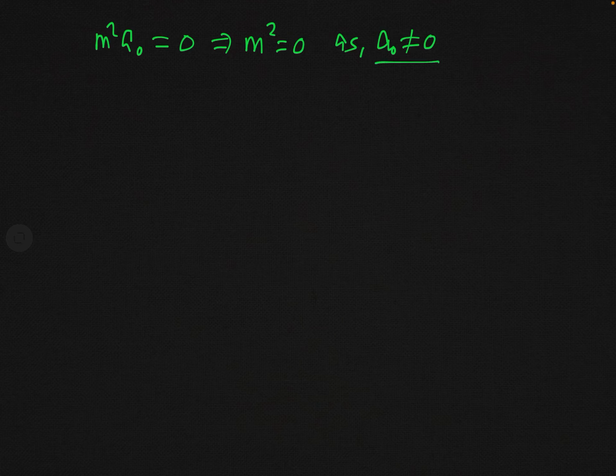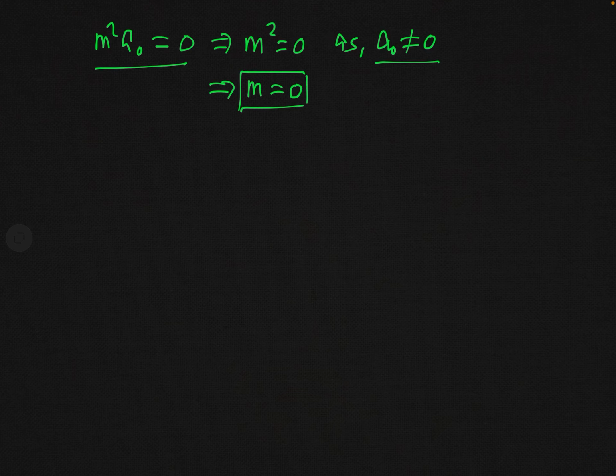And if a0 is not 0, then this equation will be satisfied only when we take m square equal to 0. And if m square is 0, then m will be equal to 0. So this indicial equation has one and only one root, and that root is m equal to 0.